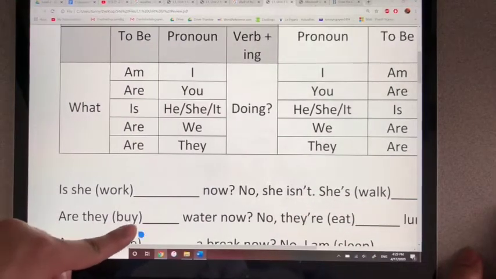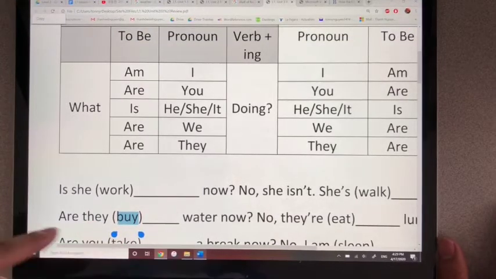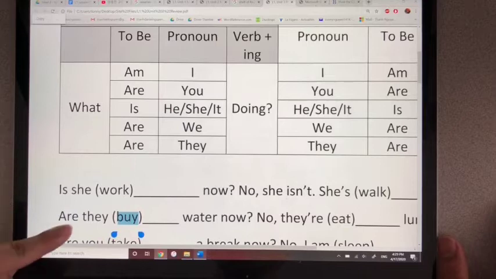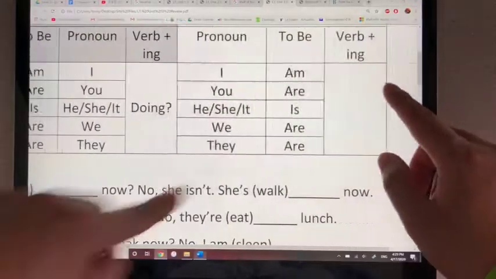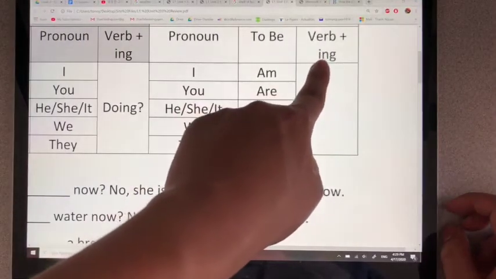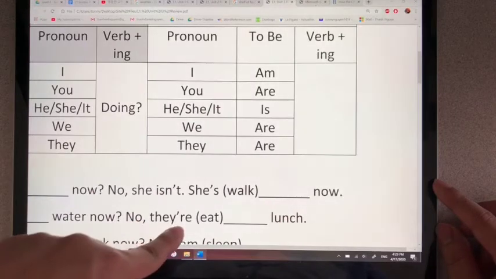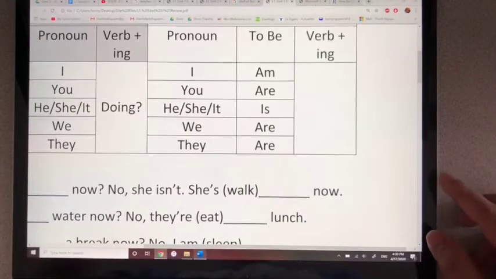Are they buy water now? Buy. Buy is an action. If we write it in the present continuous, it is, are they buying water now? Are they buying? We write ing after the verb. No, they are eating. They are eating lunch.